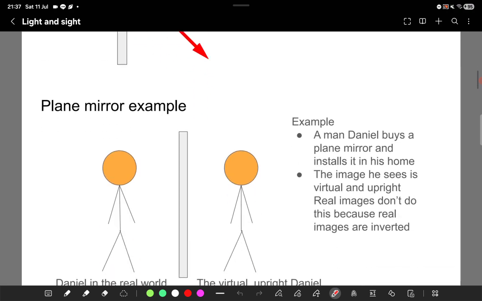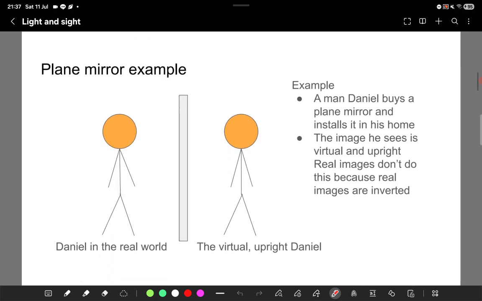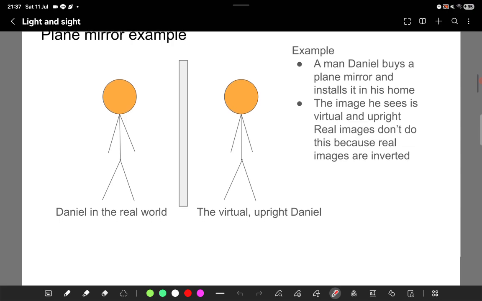Okay, now that that's over with, let's look at an example of plane mirrors. Our example here is a man, Daniel, buys a plane mirror and installs it in his home. The image he sees is virtual and upright. Real images don't do this because real images are inverted.